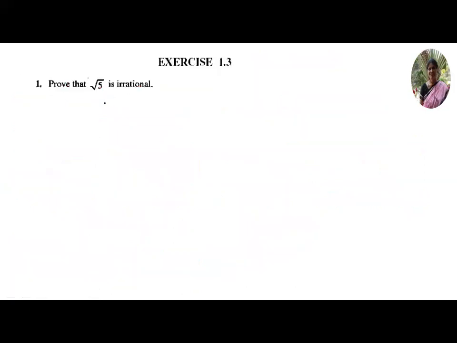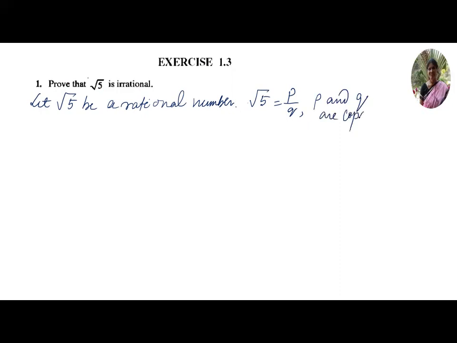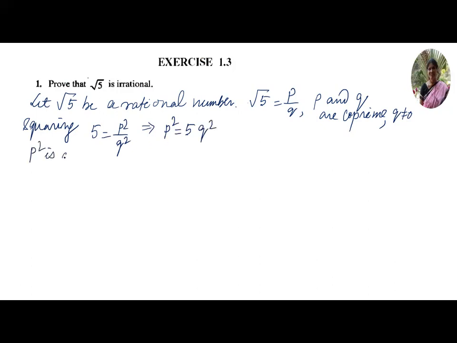Next, exercise question: prove that root 5 is an irrational number. In the same way, we will proceed. Let root 5 be a rational number. So it can be written as root 5 is equal to p by q, where p and q are co-prime and q is not equal to 0. Next is squaring. I'll get 5 is equal to p square by q square, or p square is equal to 5q square. p square is divisible by 5. This means p is divisible by 5.